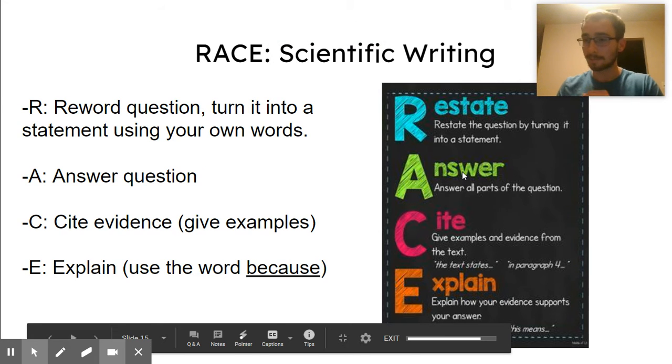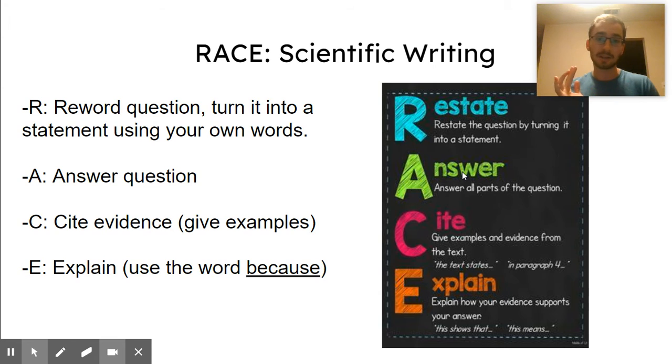Next, we're gonna do a race. And I don't mean a physical race, like you're sprinting. I don't mean skin color race. I mean race as in scientific writing. I know you've learned this in English class.